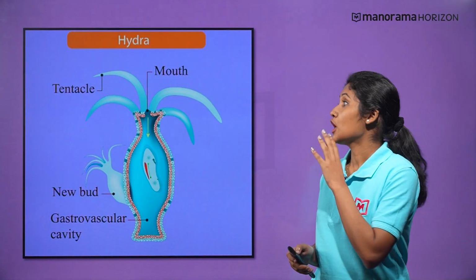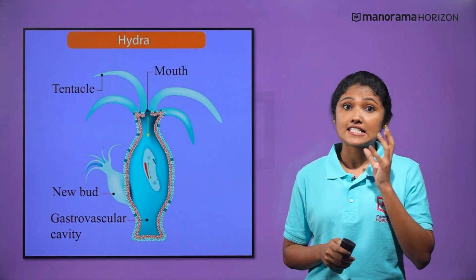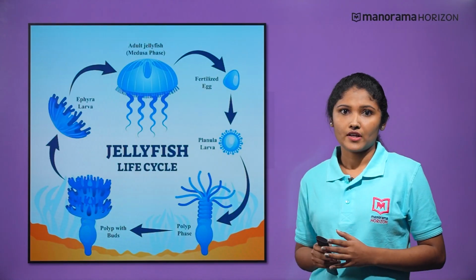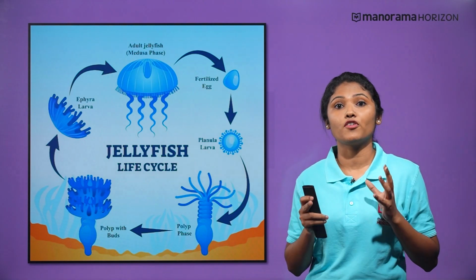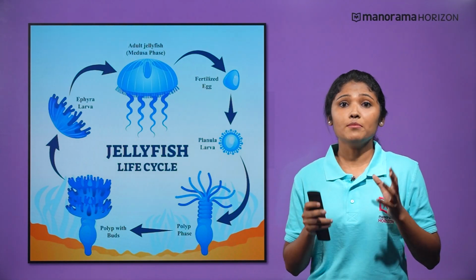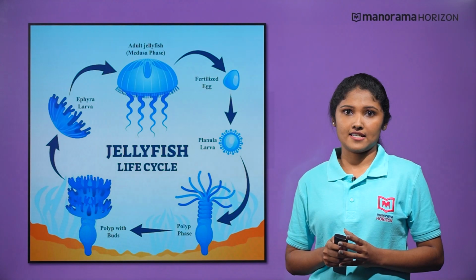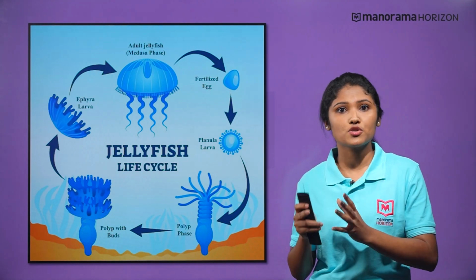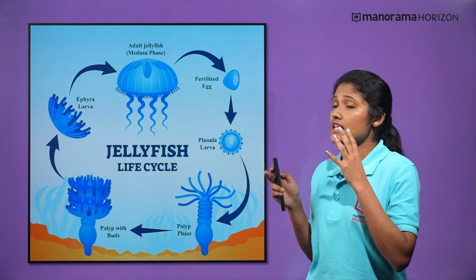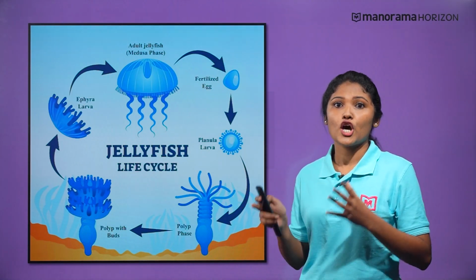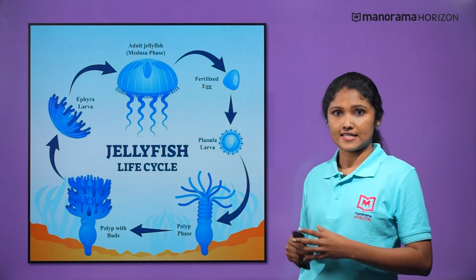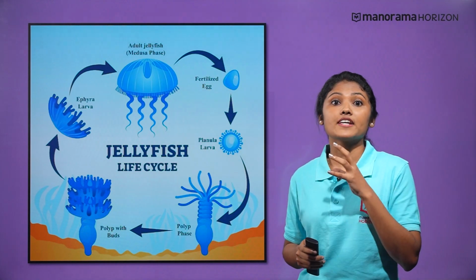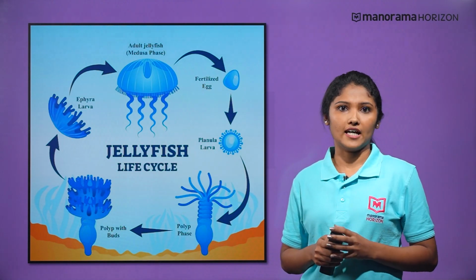The first one is polyp, which is a sessile cylindrical form like hydra. And the second one is medusa, a free-swimming umbrella-shaped form like jellyfish. Some cnidarians show metagenesis, that is, alternation of both forms from generation to generation. Here you can see that in case of jellyfish, polyps give rise to medusa asexually and medusa give rise to polyps sexually. Another example of such form is Obelia.